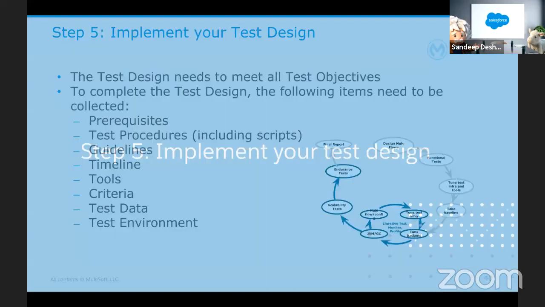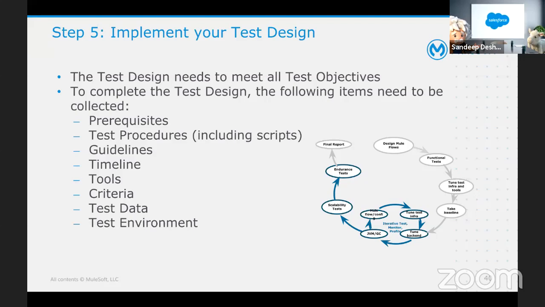Next is implementing your test design. Once you have your tests planned, there is a time where you need to actually implement your test design. So usually you would have a section with prerequisites, the test procedures, which are the scripts, next the guidelines, timelines, and the tools necessary to do the performance test, the criteria, the test data, and the test environment. So on the right hand side, if you see, once you tune and test the infra tools, you have a baseline testing done.